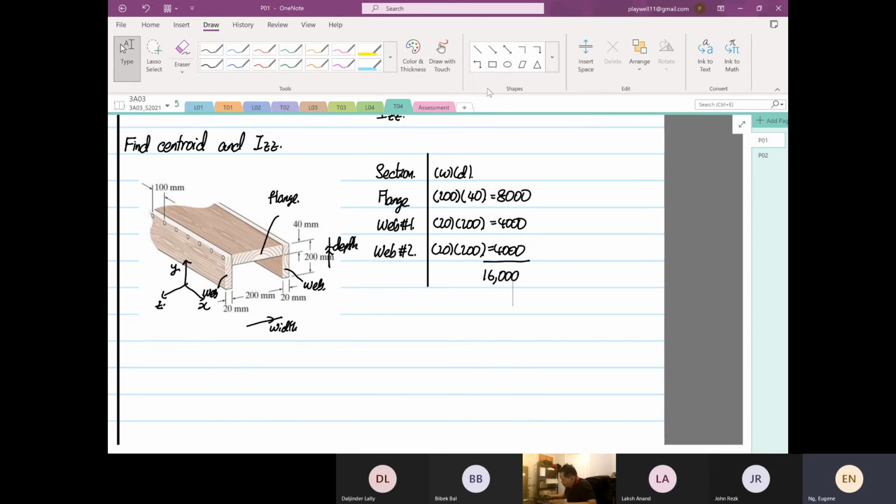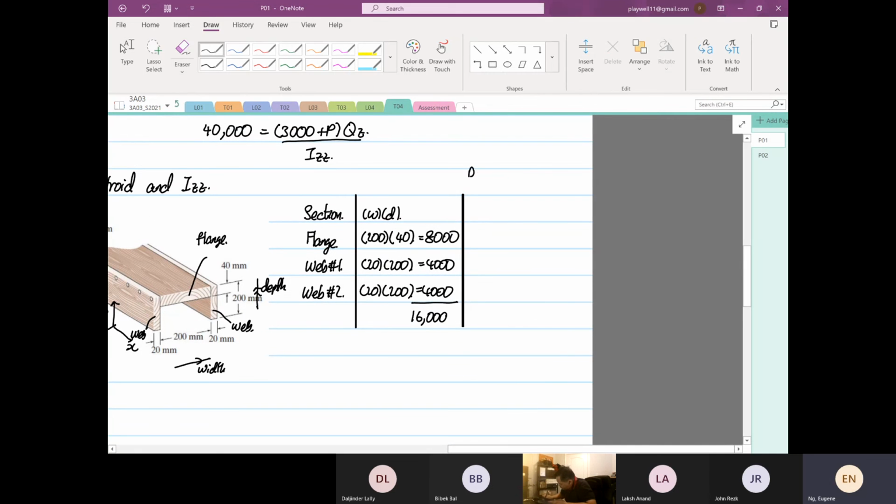Okay. Then the next one, we're going to look at the individual section centroid. Okay. So I'm going to take data from the top. Okay. So this is our small y bar. So this is 40 divided by 2, 20. This is equal to 200 divided by 2, 100. This is the same. Okay. Then we combine all of them together, multiply, sorry, not combine.